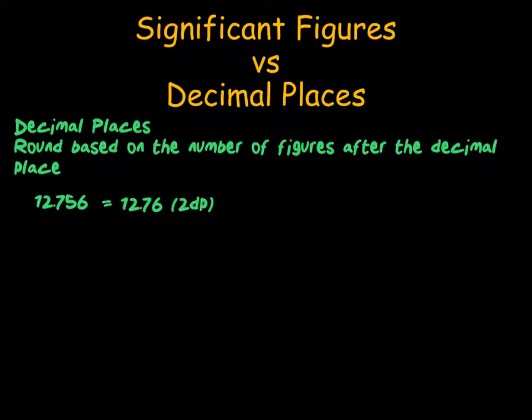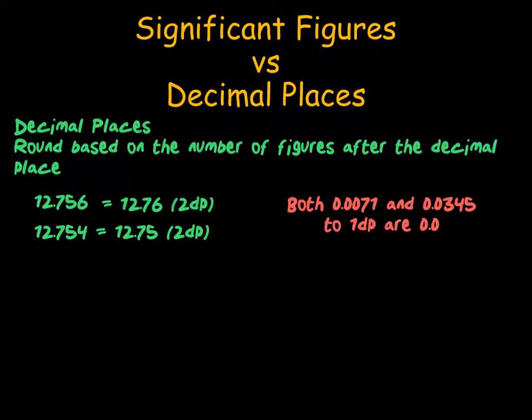However, if this number was 12.754, then to 2 decimal places it would be 12.75, as 4 is lower than 5, so we do not round up. Decimal places are good when working with numbers larger than 1. However, for smaller numbers, decimal places aren't as useful. For example, 0.0071 to 1 decimal place would be 0.0, and 0.0345 to 1 decimal place would be 0.0 as well.